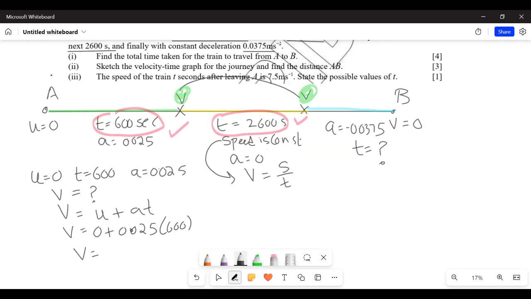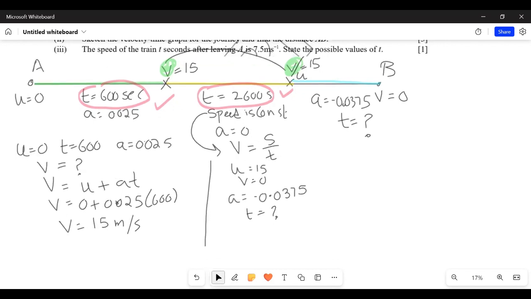Now we're going to use that here. This becomes 15. And in the second part of the journey, the speed stays constant. So this will be 15 as well. But this is actually U for the third part of the journey. So now for the third part, U is 15, V is 0, and A is minus 0.0375. Okay, and time is question mark.